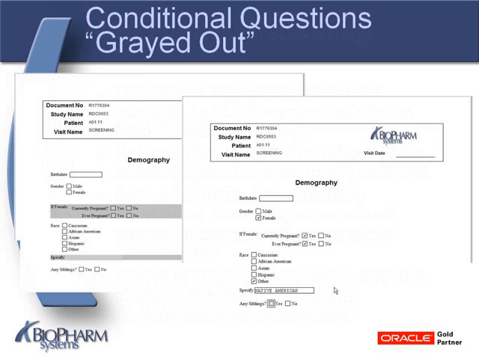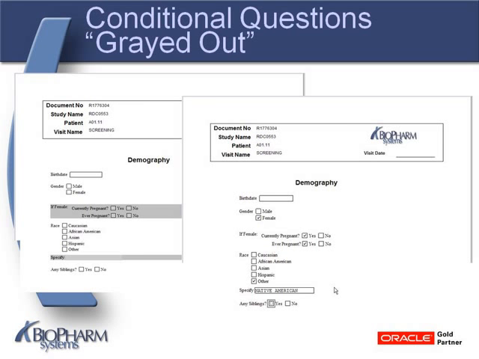So for instance here, they're grayed out when we haven't entered any data in demography, but when we enter female, then the pregnancy questions are no longer grayed out. They are going to be available to us for entry. If we would answer male, they would still stay grayed out, and our cursor would navigate past those questions.